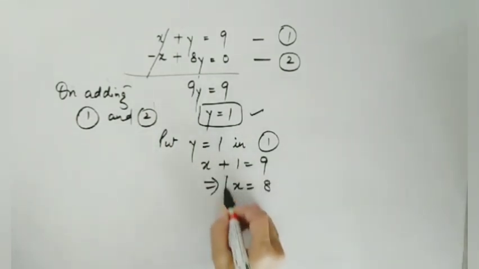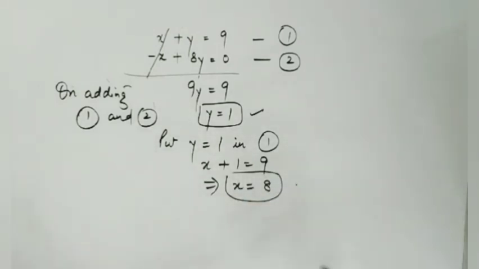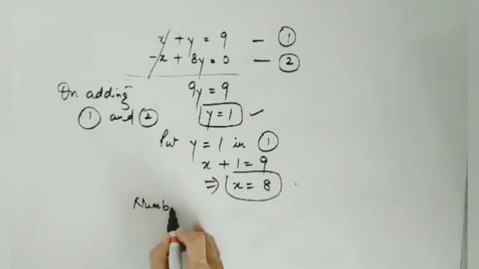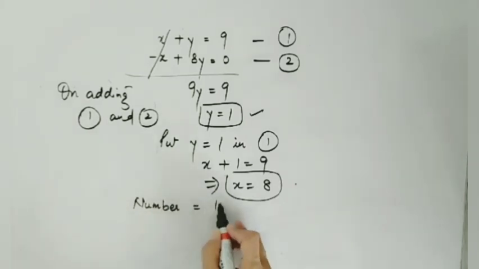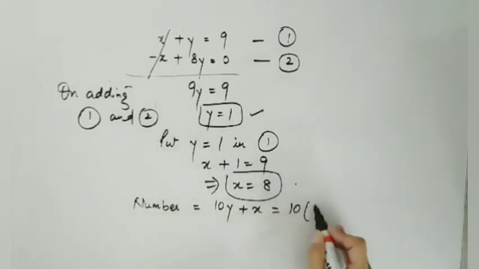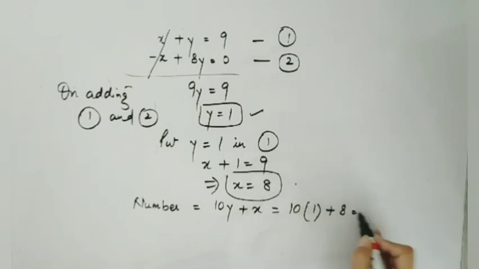becomes 8. And if x is 8, what was our original number? If you remember, initially the number was taken as 10y plus x. Substitute the values, 10 into 1 plus 8, which is 18. So this is our original number with us, and I'm sure this must be clear to everyone.